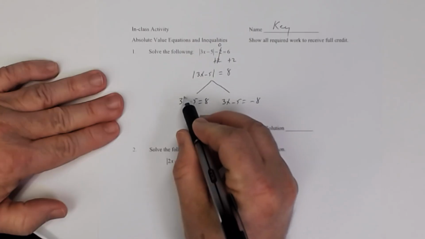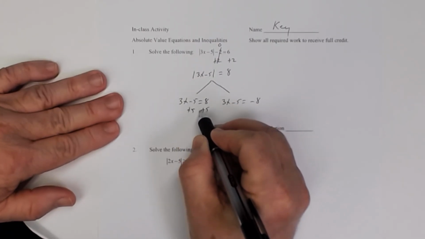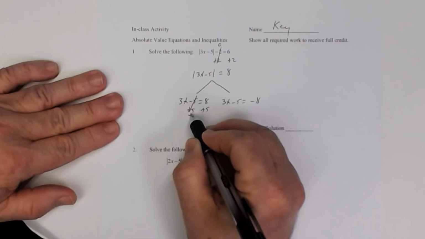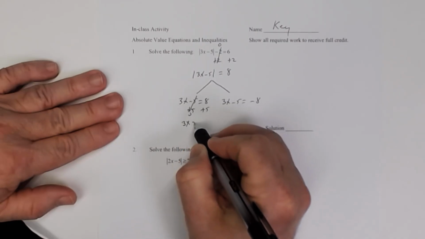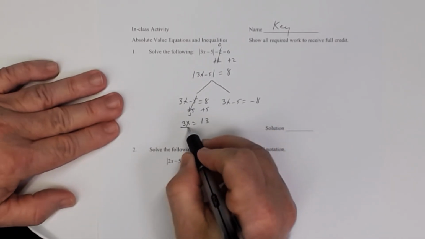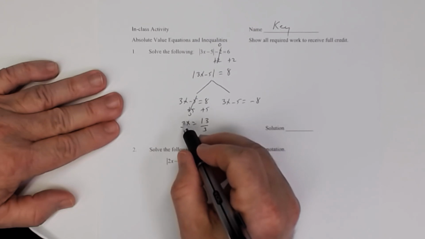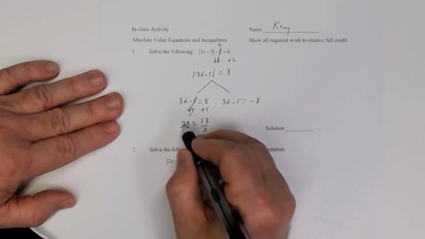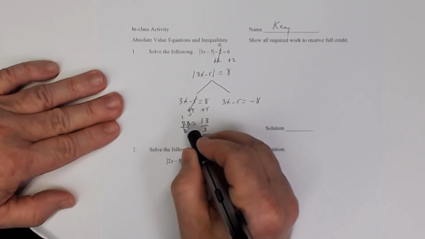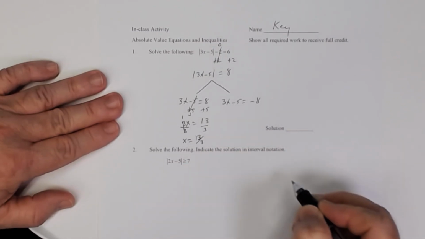So let's deal with the first equation. I'm going to add 5 to both sides, and then 5 and a negative 5 is 0, so I get 3x is equal to 13. And then to get x by itself, we're going to divide both sides by 3, because remember the opposite of multiplication is division. So the coefficient of x here is 3, so I'm going to divide both sides by 3. 3 divided by 3 is 1. 1 times x is x, so I get x to be 13/3.